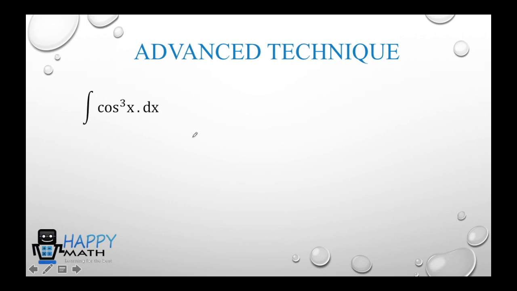Okay, the last one. Maybe this function is the most difficult for you, but just take the same action as the previous exercise. You will separate cos cubed x into cos squared x times cos x times dx. So I will take the cos x inside, becoming inside the derivative first, d of sine.